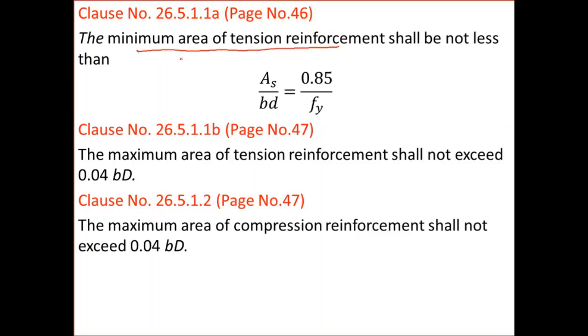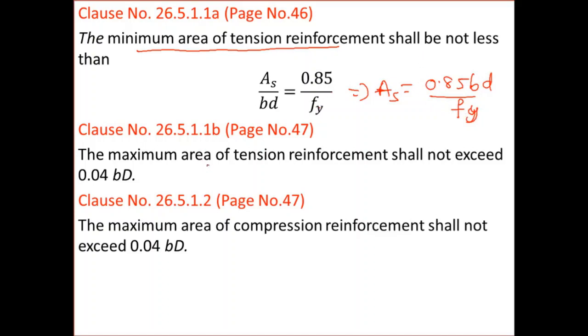Then the next clause is regarding the minimum area of tension reinforcement. Okay, minimum area of tension reinforcement. So the minimum area of tension reinforcement is As by bd equal to 0.85 by fy. That means As equal to 0.85 bd by fy. That is the minimum area of tension reinforcement you have to provide.